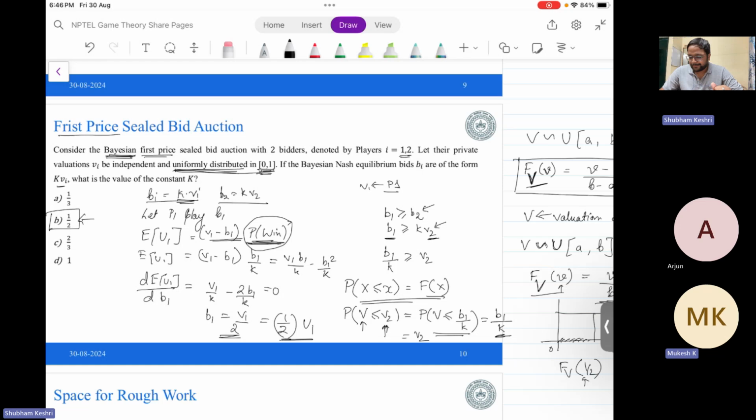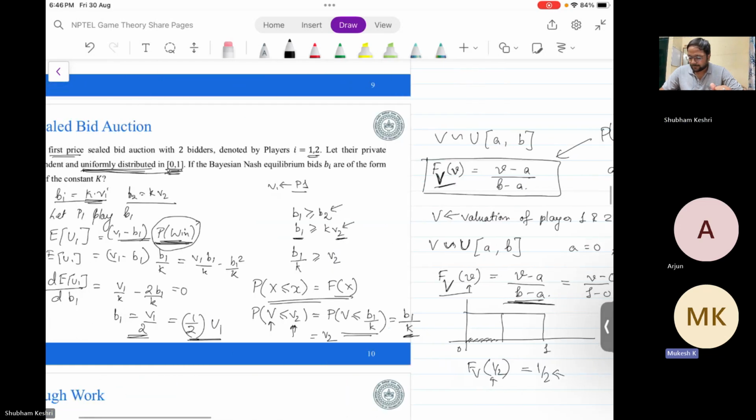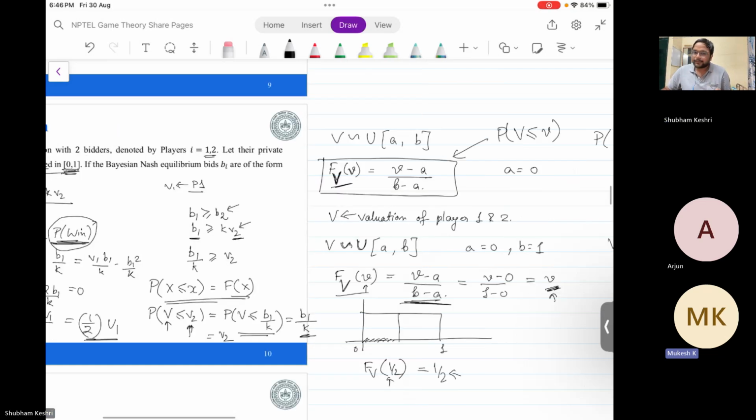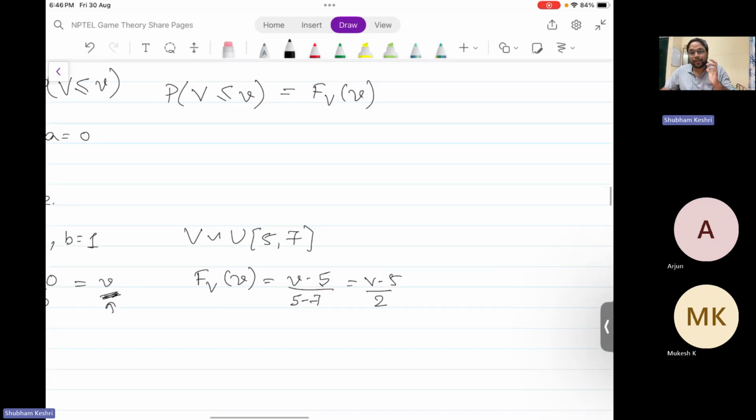Now the probability of losing, just in case, let's say the losing utility was not 0, then the probability of losing would be 1 minus this entire (V minus 5) upon 2. Right. So why could you do that? That is also important.